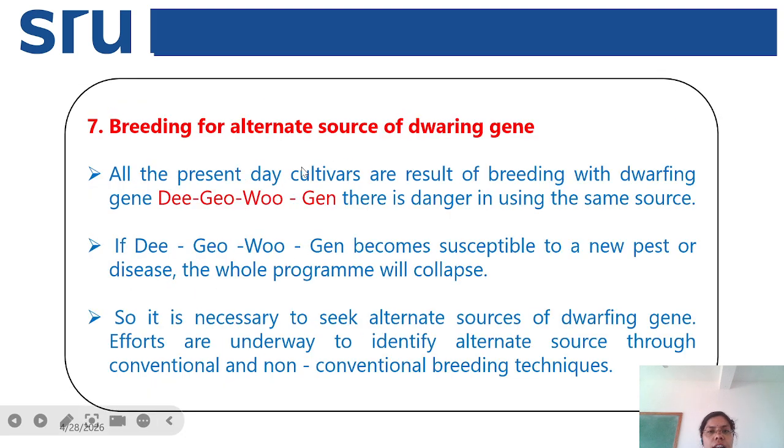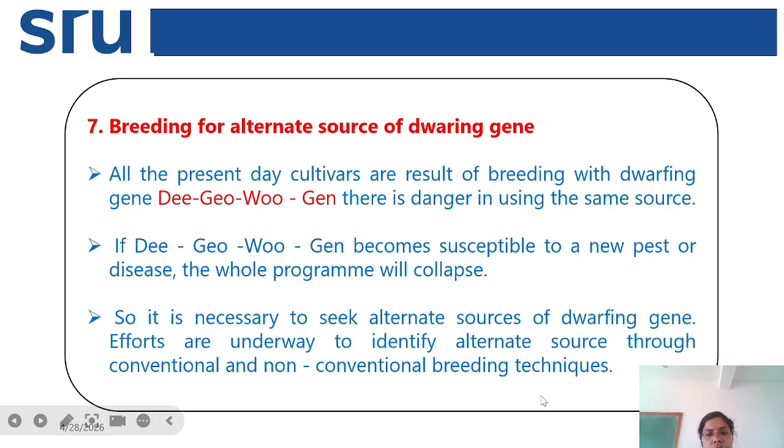Next is breeding for alternate source of dwarfing gene. Nowadays, all the presently cultivated cultivars have the dwarfing gene, that is the DGO gene. If this gene becomes susceptible to some new pest or disease, the entire breeding program will collapse. So we have to develop an alternate source of dwarfing gene in rice.